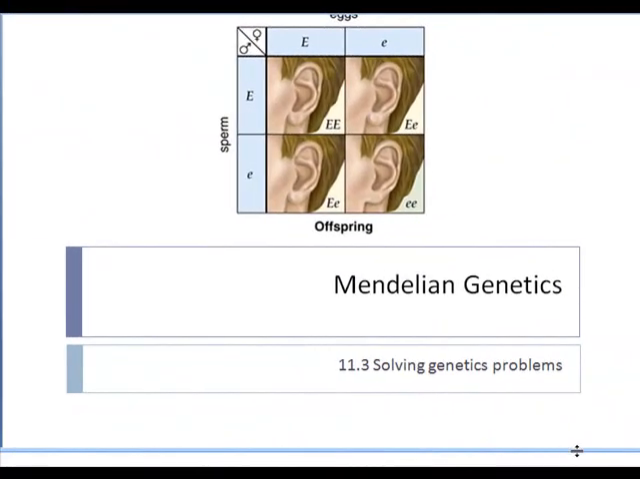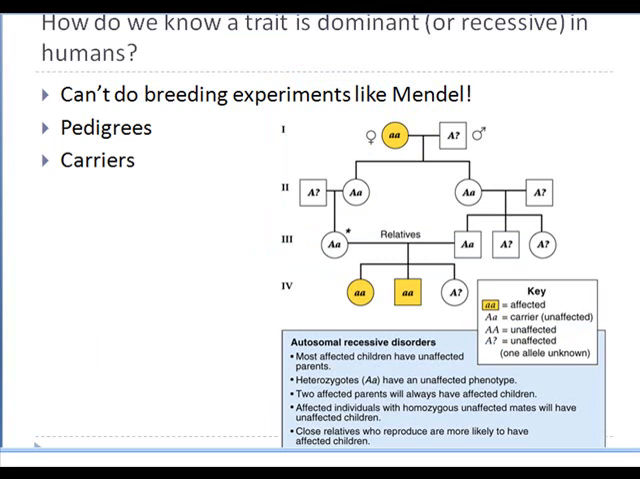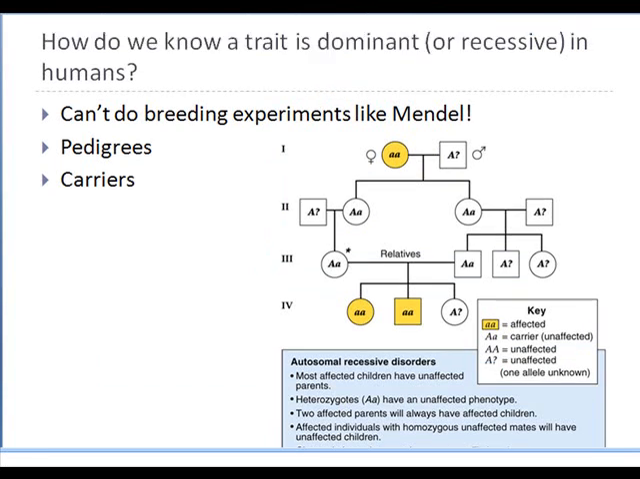All right. In this section, I want you to go through a series of steps that are involved to solve any sort of genetic problems. So first, let's look at in genetics, how do we know a trait is dominant or recessive in humans?